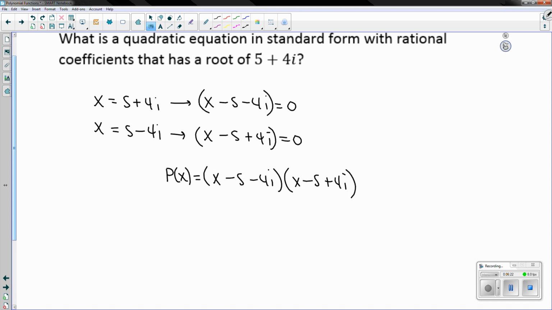So we have a triple distribution here. If I distribute the x first, we're going to get x squared minus 5x plus 4ix. Then we distribute the negative 5: negative 5x plus 25 minus 20i. And then finally the negative 4i: minus 4ix plus 20i minus 16i squared.